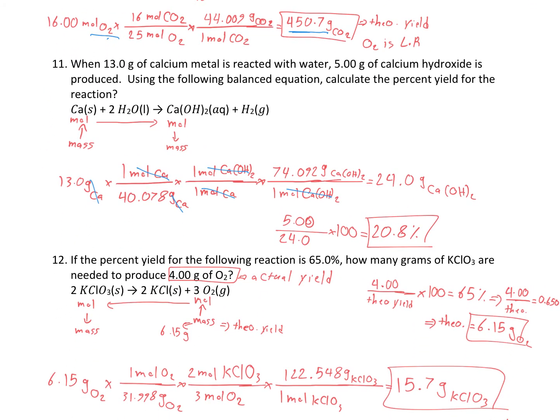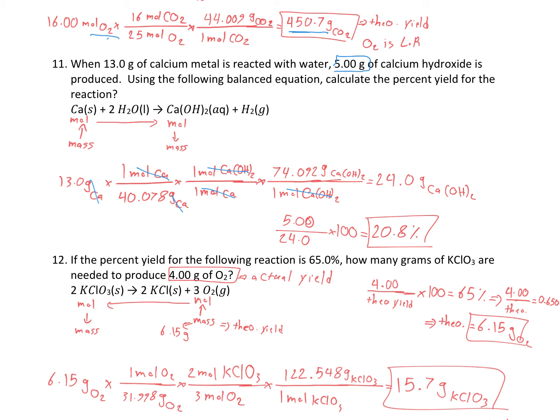Okay, next question. 13 grams of calcium metal is reacted with water. 5 grams of calcium hydroxide is produced. So when you have a mass of product, and if the rest of the question is asking for the percent yield, you know that the mass of product in the question is the actual yield. Okay, so the mass of calcium hydroxide, 5 grams, is the actual yield.